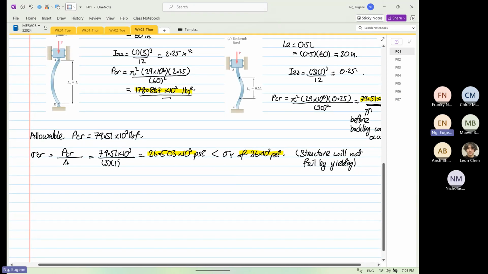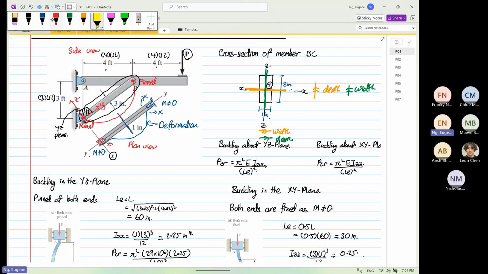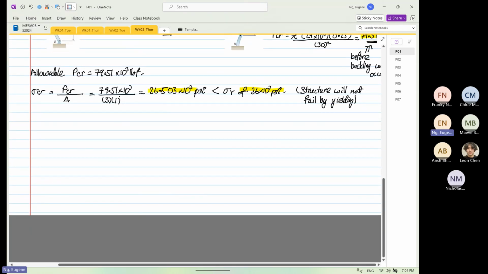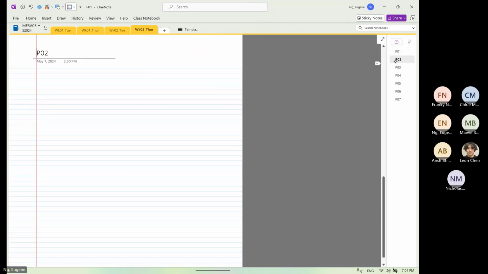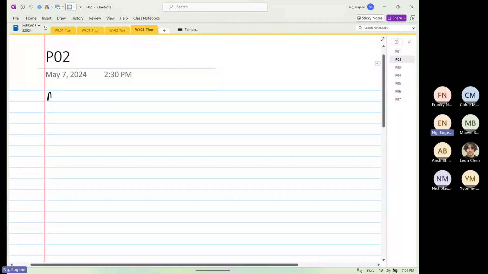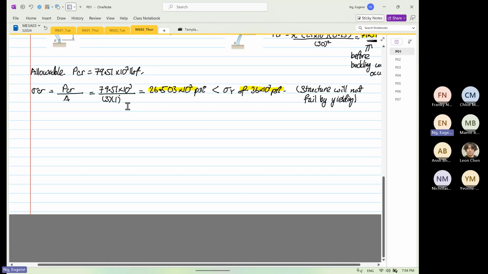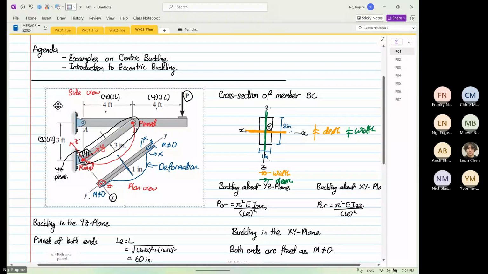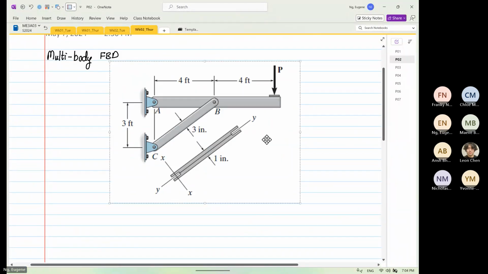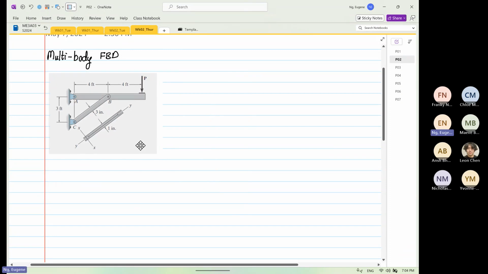So we still have not determined P. The objective is to determine P. So I'm going to sketch a free-body diagram. I'm going to start on a new page, starting with a free-body diagram. So I'm going to take this image, and we're going to sketch the free-body diagram.